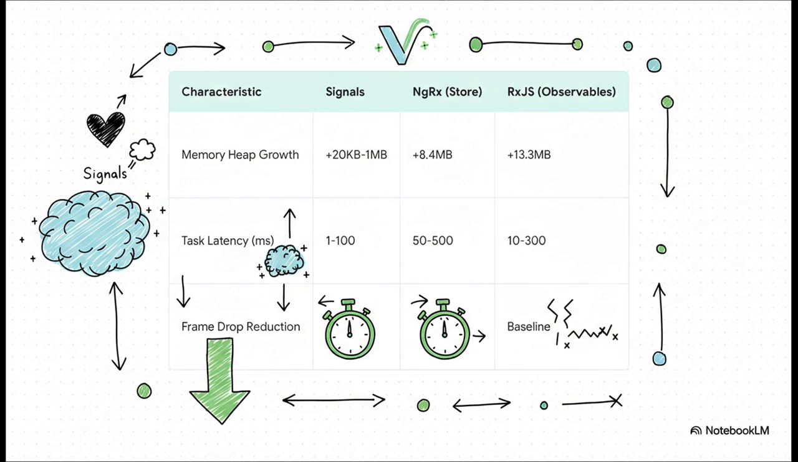And if you need to see it all laid out, this table just drives the point home. Look at the memory heap growth. For signals, you're talking about maybe 20 kilobytes up to a megabyte. For the others, we're talking 8.4 megabytes, 13.3 megabytes. The task latency is lower, and you see a massive 67% reduction in dropped frames. I mean, the numbers really do speak for themselves.